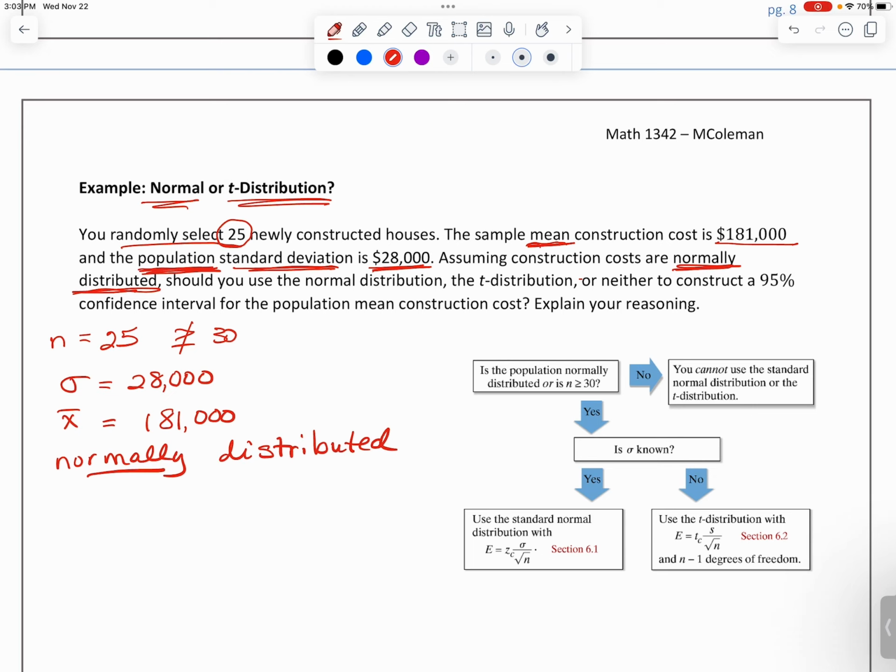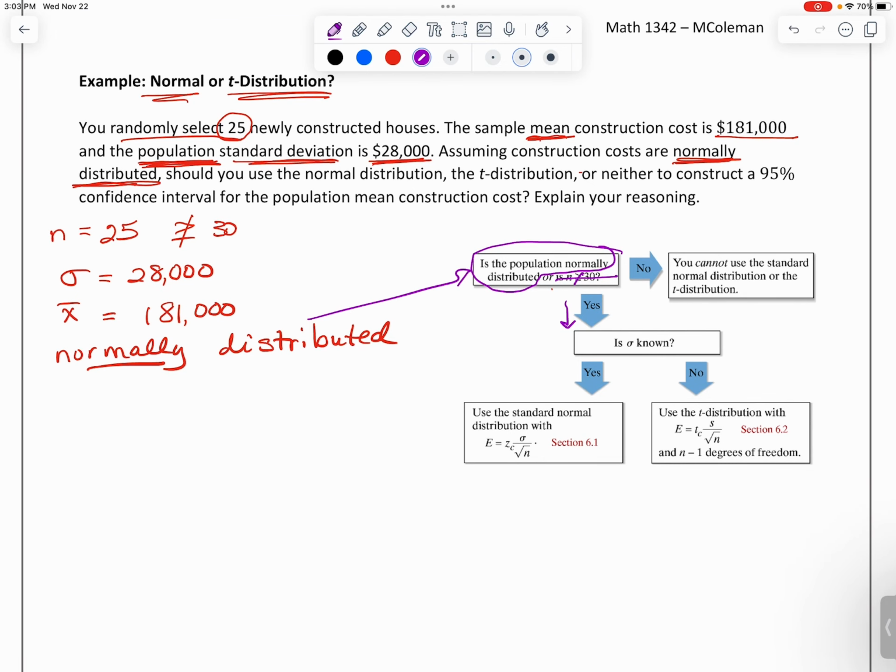Then it says, which one do we want to use? All right. So, first question to ask, is the population normally distributed or is N greater than or equal to 30? Well, we already decided that N was not greater than or equal to 30. So this does not count. But because we know the population is normally distributed, the answer to this question would be yes. If we didn't know it was normally distributed, then you can't use either the standard normal or the T distribution. The next thing to ask is, is the population standard deviation known? Yes or no? And the answer in this case is yes. Therefore, we can use the standard normal, with a Z sub C score.